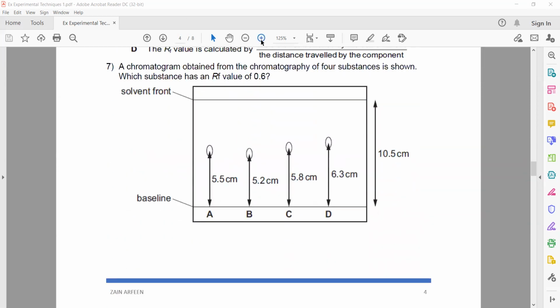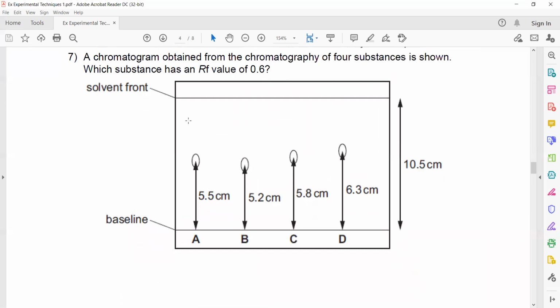In question 7, a chromatogram is obtained from the chromatography of four substances. Which substance has an RF value of 0.6?